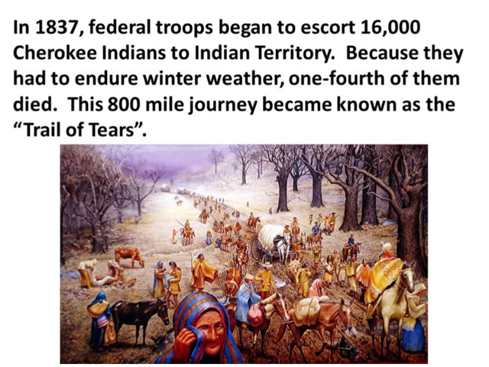In 1837, federal troops began to escort 16,000 Cherokee Indians to Indian Territory. Because they had to endure winter weather, 1/4 of them died. This 800-mile journey became known as the Trail of Tears.